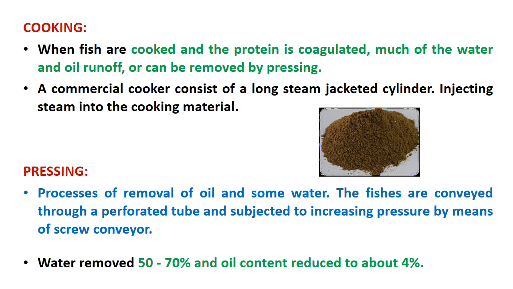After this, the next step is to remove the cooked materials and it undergoes a pressing through which the liquid part is separated. That liquid contains both water and oil. So in this process, much of the water, 50 to 70% of the water, can be removed and the oil content reduced to about 4%. This portion is conveyed through a perforated tube. Sometimes we call it a percolating tank, or sometimes it is done through a perforated tube, and then it will remove the liquid part when it goes under pressure through a screw conveyor.